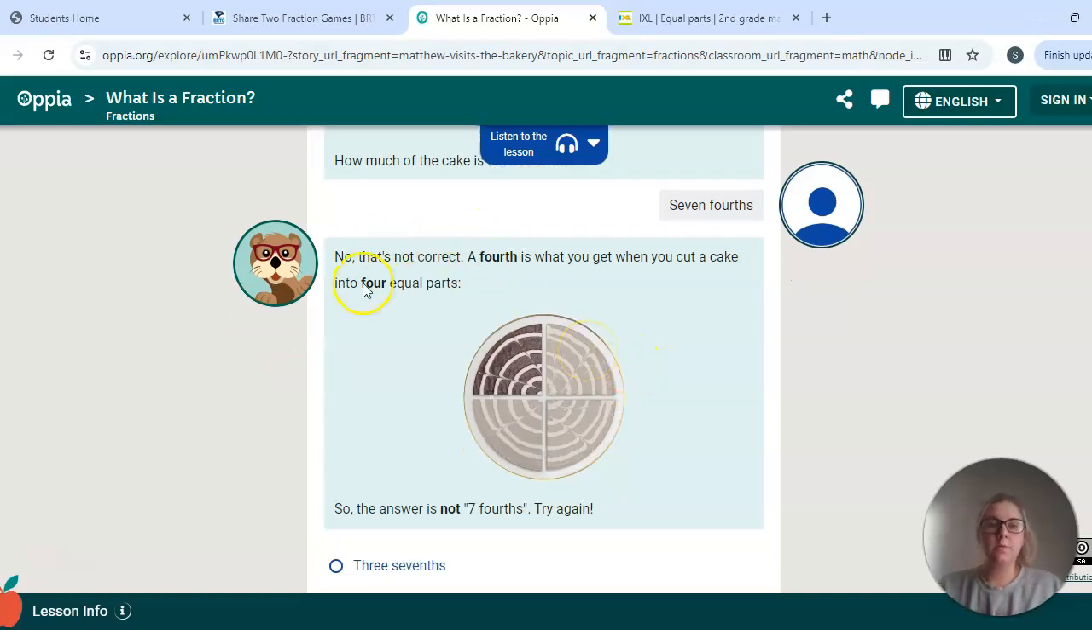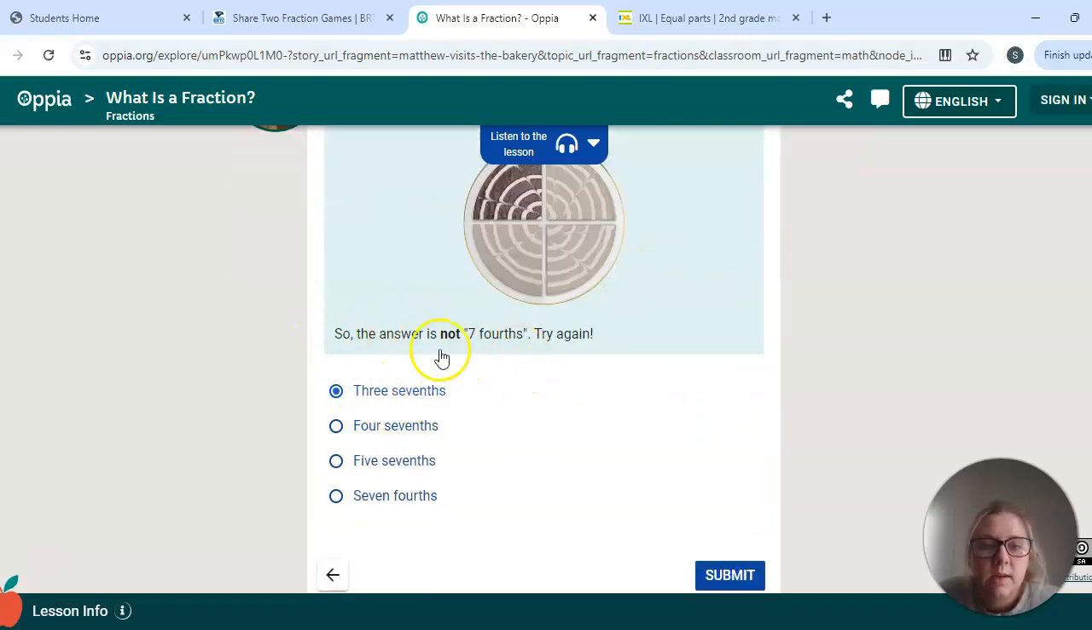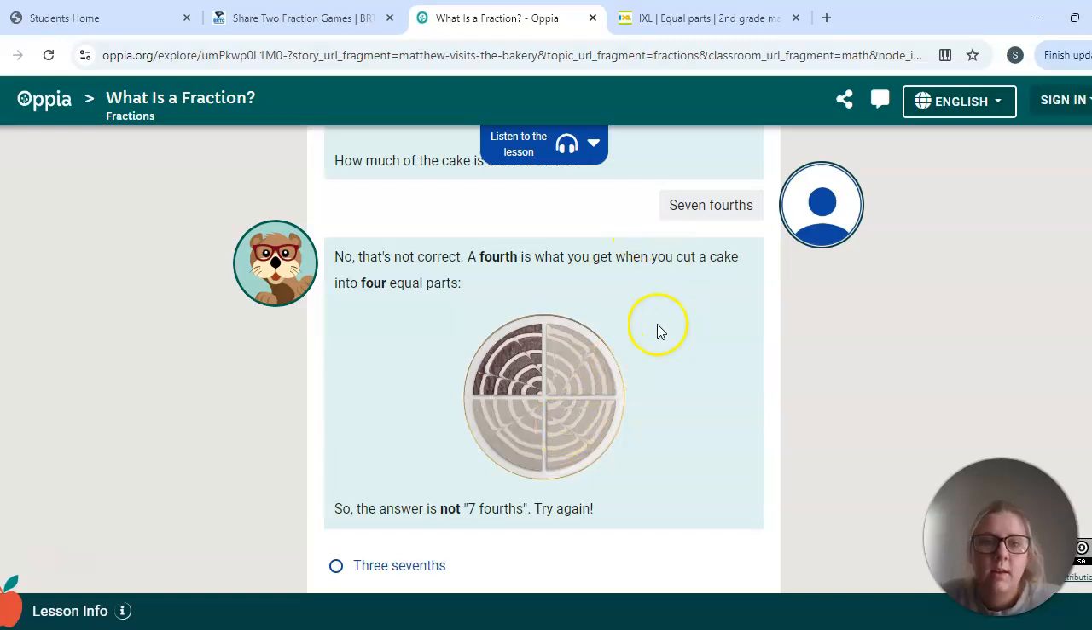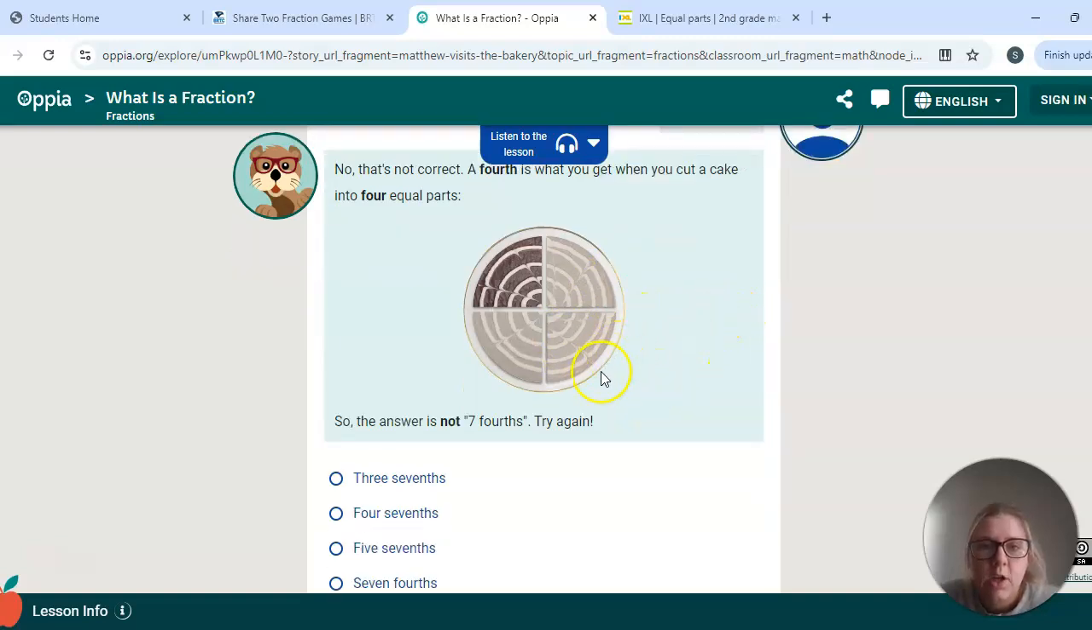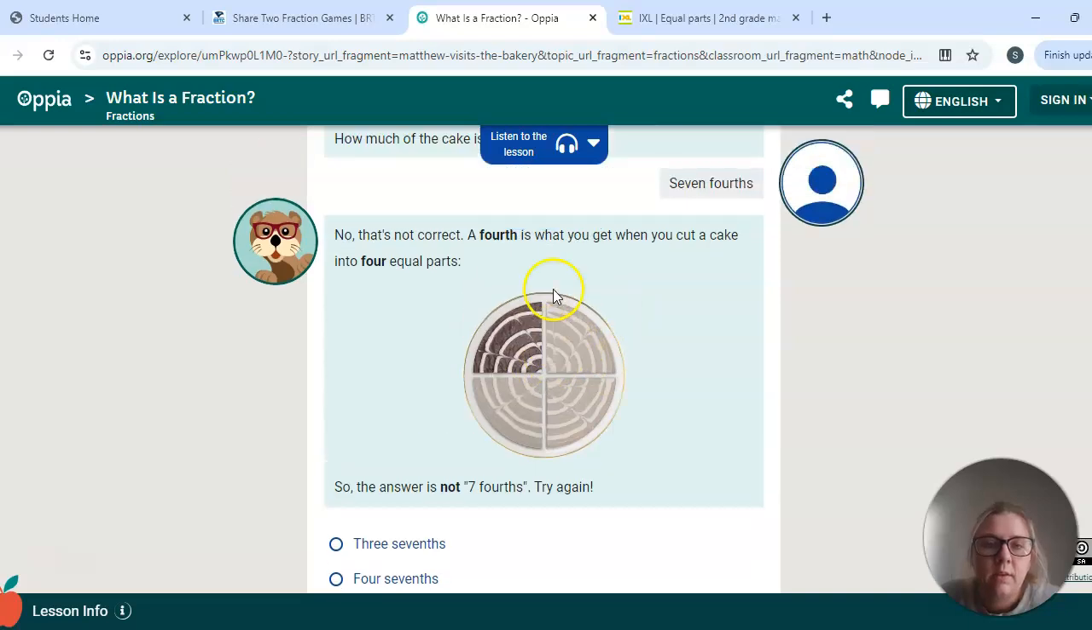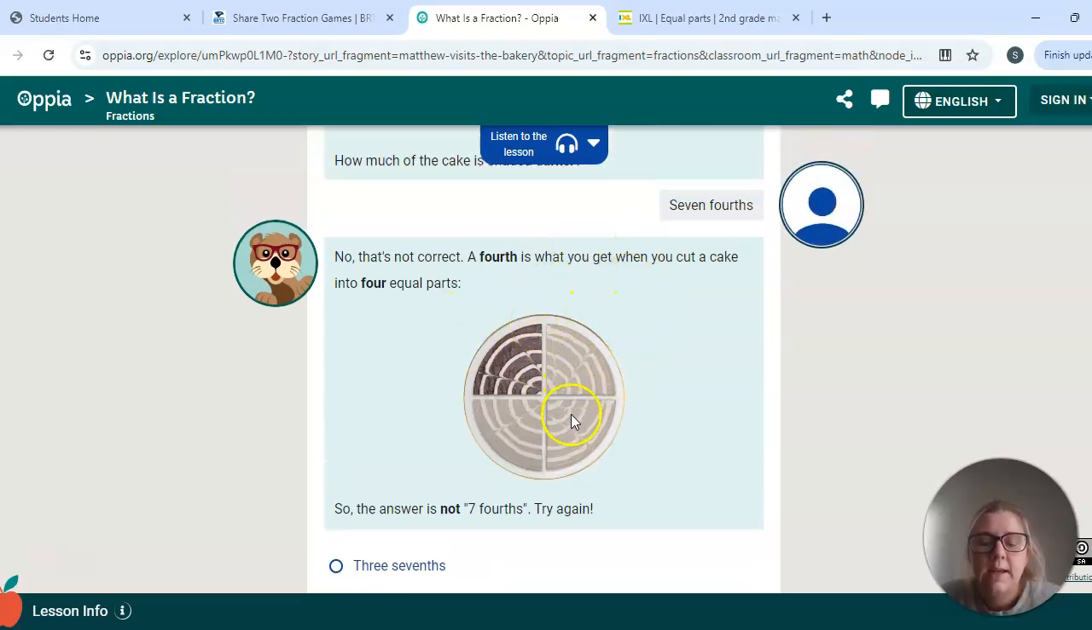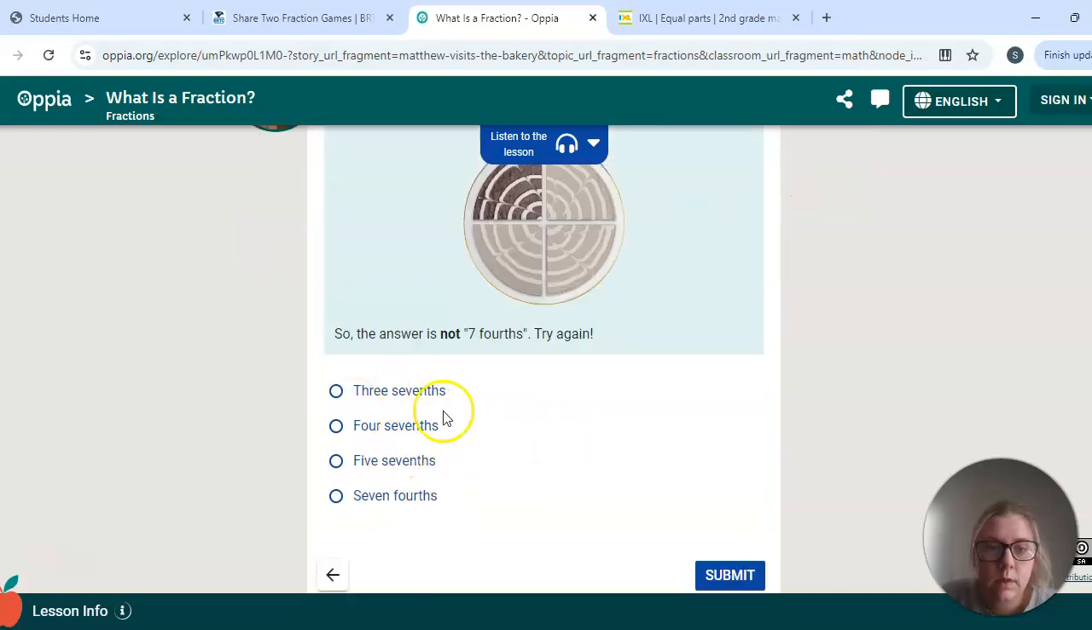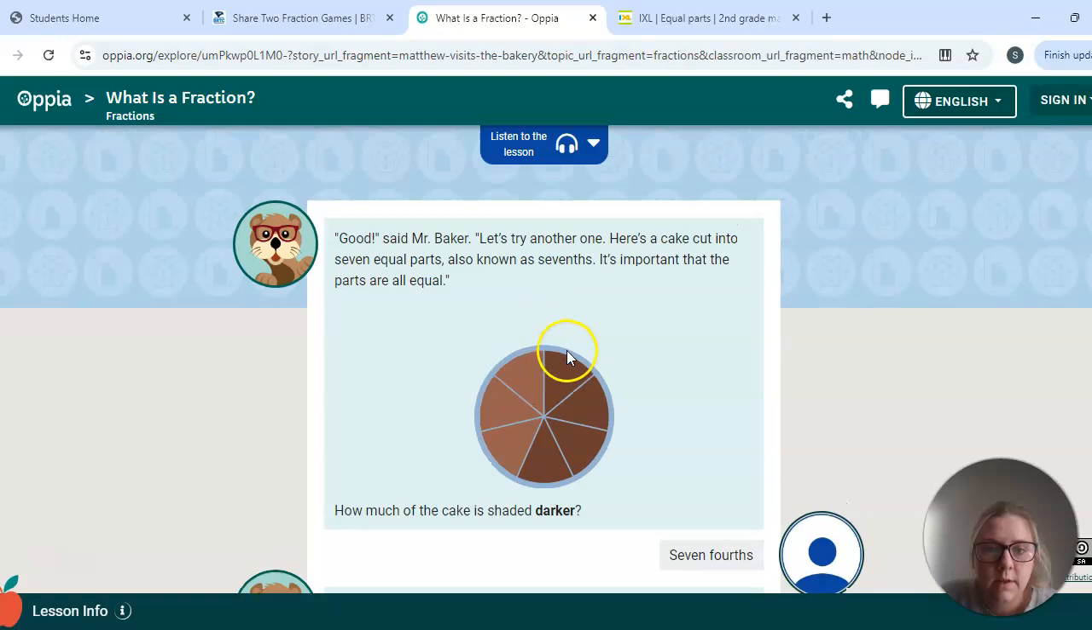Okay, so no, that is not correct. A fourth is what you get when you cut a cake into 4 equal parts. So the answer is not 7/4. Try again. Okay. It doesn't necessarily go straight into explaining how to get the correct answer, but it does give you a little hint. So let's see. I forgot what my question was.